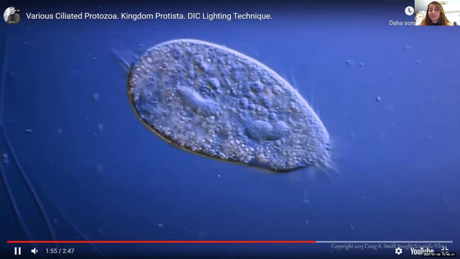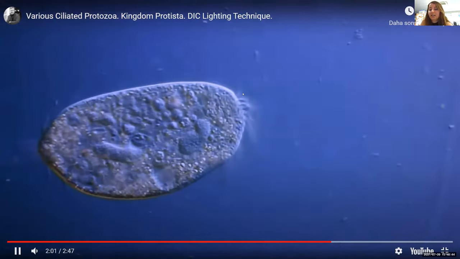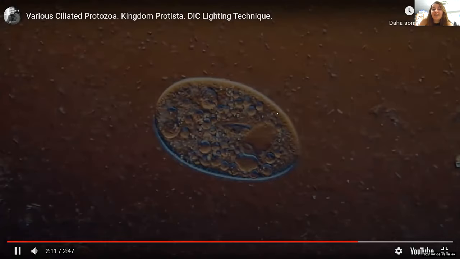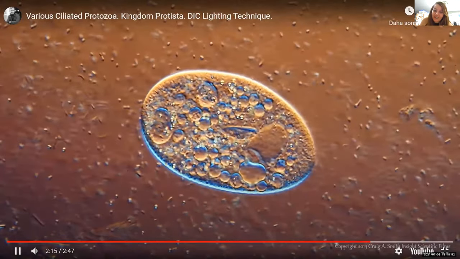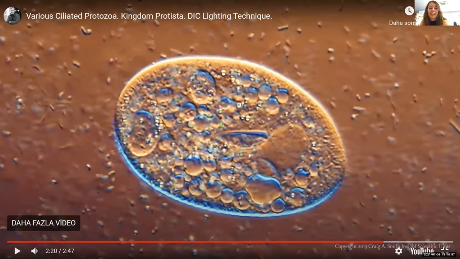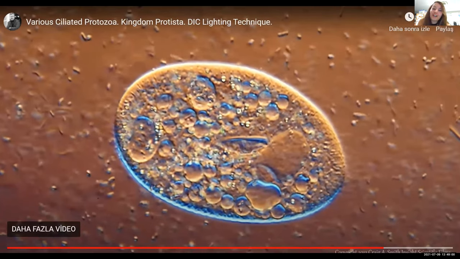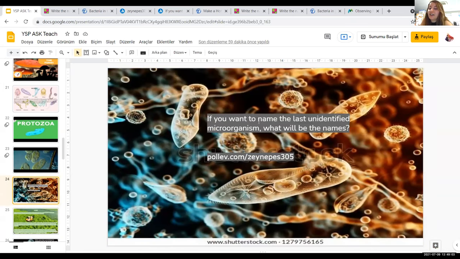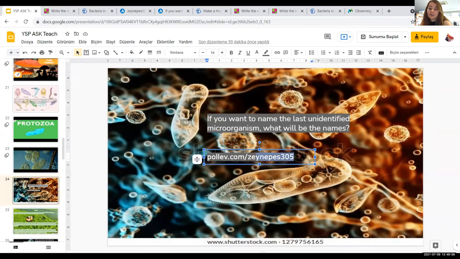See, these are cilia, and they use them to take nutrients. See, here we have another unidentified microorganism. So look at that closely, and I have a question for you. If you want to name the last unidentified microorganism, what will be the names of it? So I will copy this to write your comments. And I'm waiting for your responses in here.